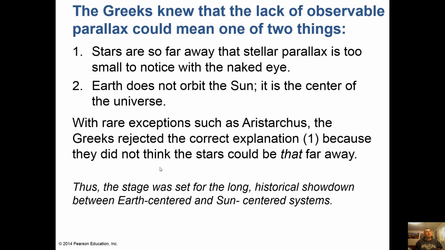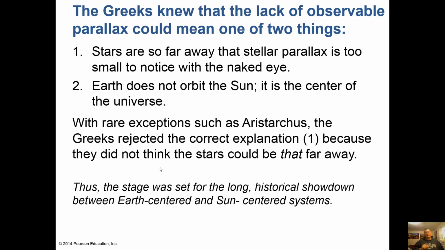So the Greeks knew that the lack of observable parallax could only mean one of two things: that the stars were so far away that parallax is too small to notice with the naked eye, or that the Earth does not orbit the Sun, it is the center of the universe. And with very rare exceptions such as Aristarchus, the Greeks rejected the correct explanation, number one, because they did not think the stars could be that far away.